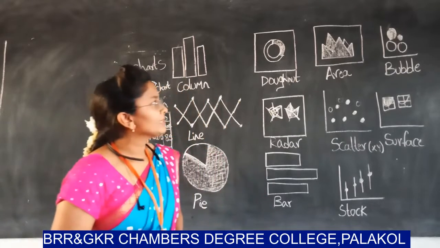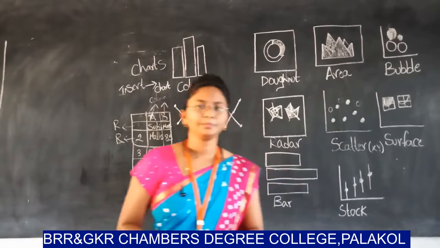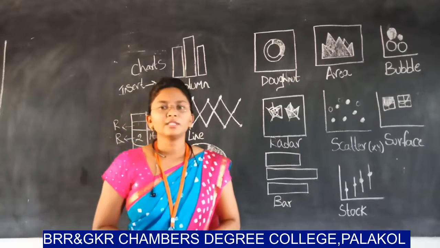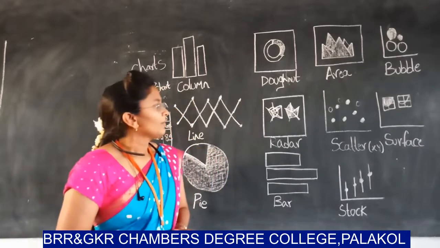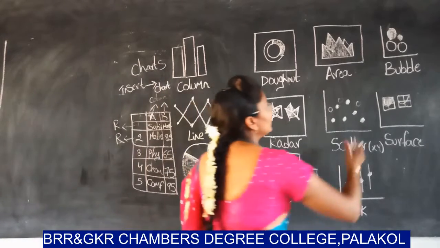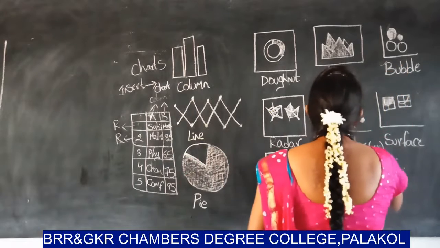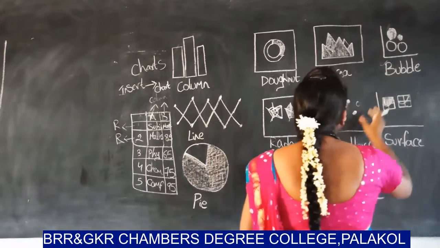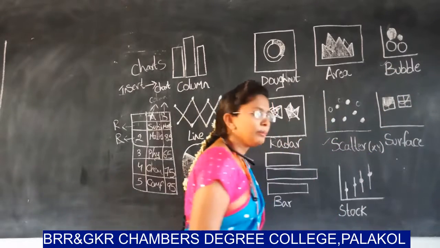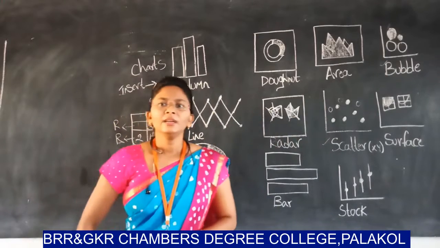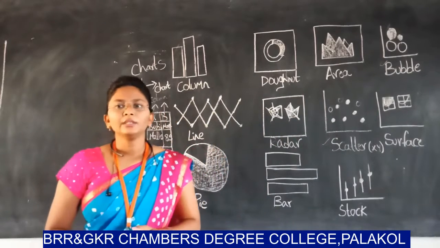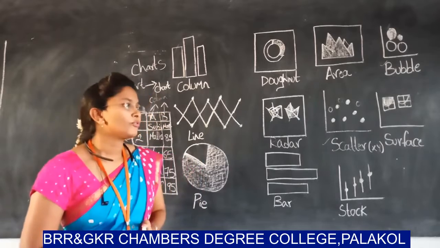And next one is bubble chart. The bubble chart is very similar to the scatter chart only. And then this is the bubble chart and this is the scatter chart. These two charts are similar only. And then the dot at each point reflects another dimension of the chart.